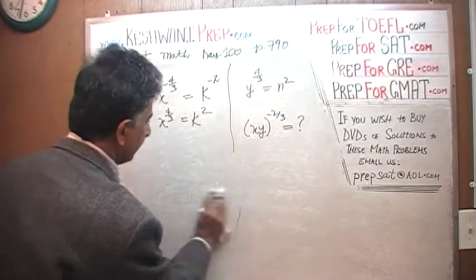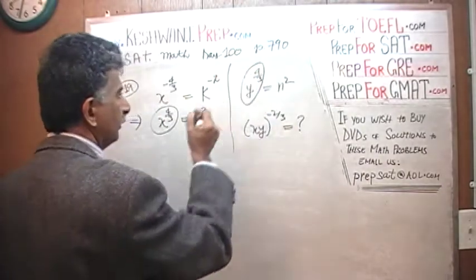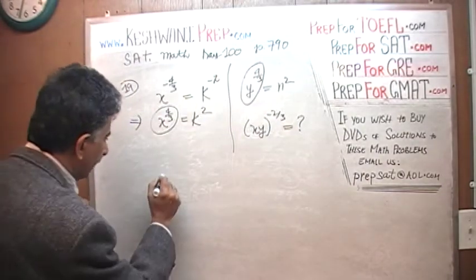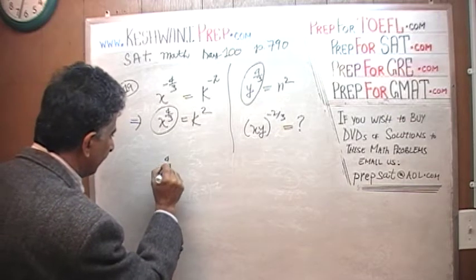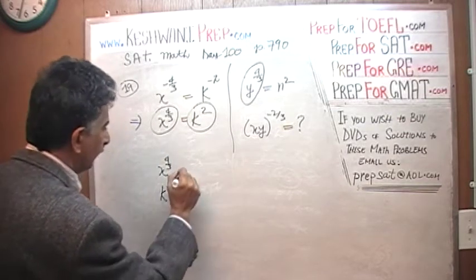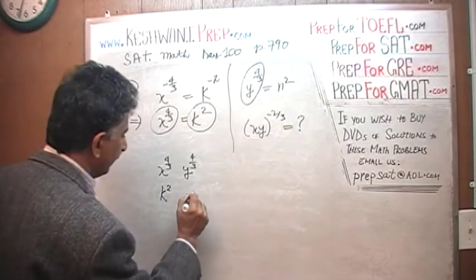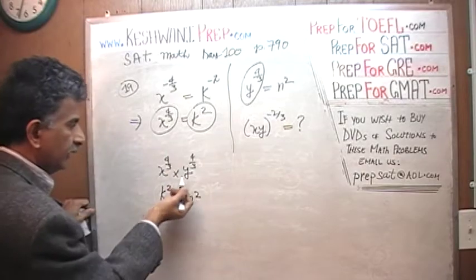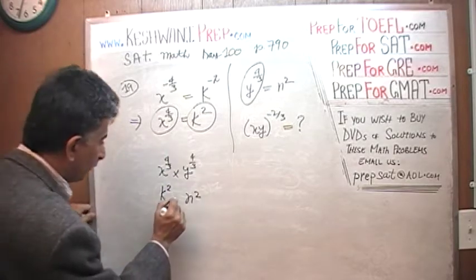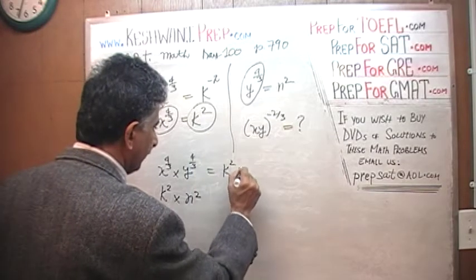Now here's the second part that we have to understand. Here we have x to the 4/3 and here we have y to the 4/3. Well, if x to the 4/3 is k squared and y to the 4/3 is n squared, then x to the 4/3 times y to the 4/3 must equal k squared times n squared. This quantity equals k squared times n squared.